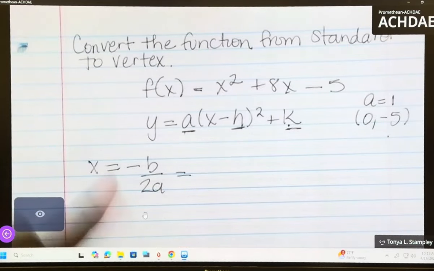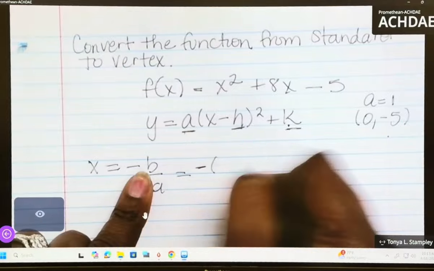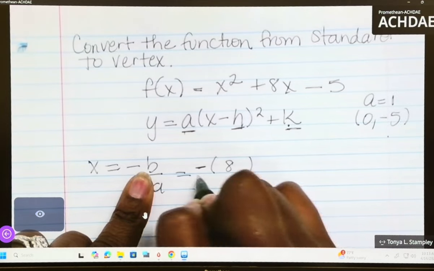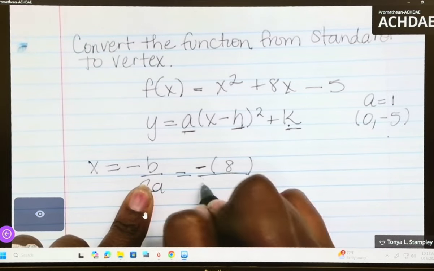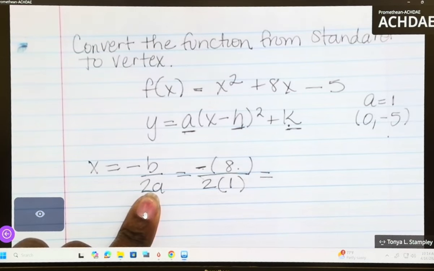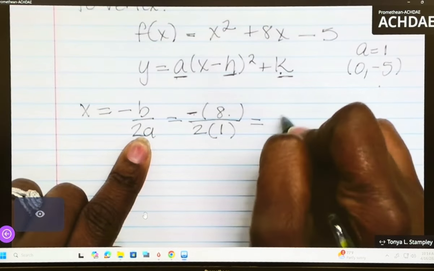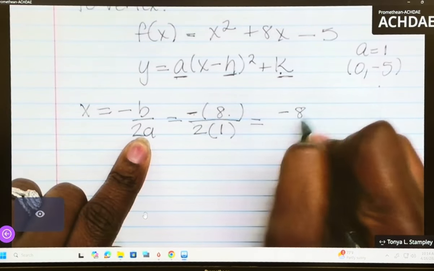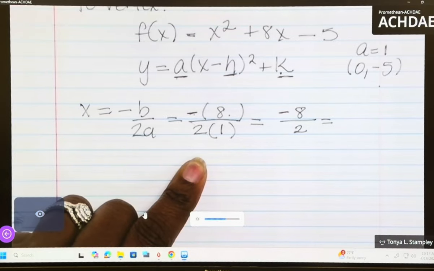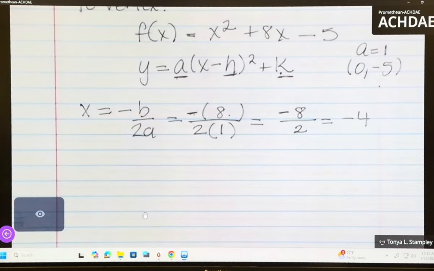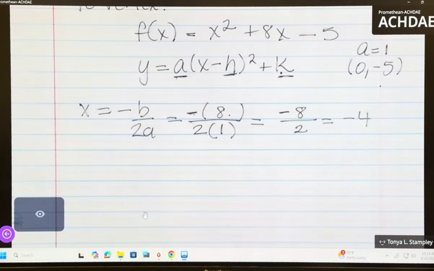And I'm going to plug in what I got. I have negative because that negative is already there. Then my b is positive 8 over 2 times 1. Correct? All right, so now I got the opposite of positive 8, which is negative 8. And I'm going to put that over positive 2. And so now I have, so now I have what? Negative 4. Now, what is negative 4? Negative 4 is my, yes, it's my axis of symmetry, and it is the x of my vertex, right? But I need the whole vertex.